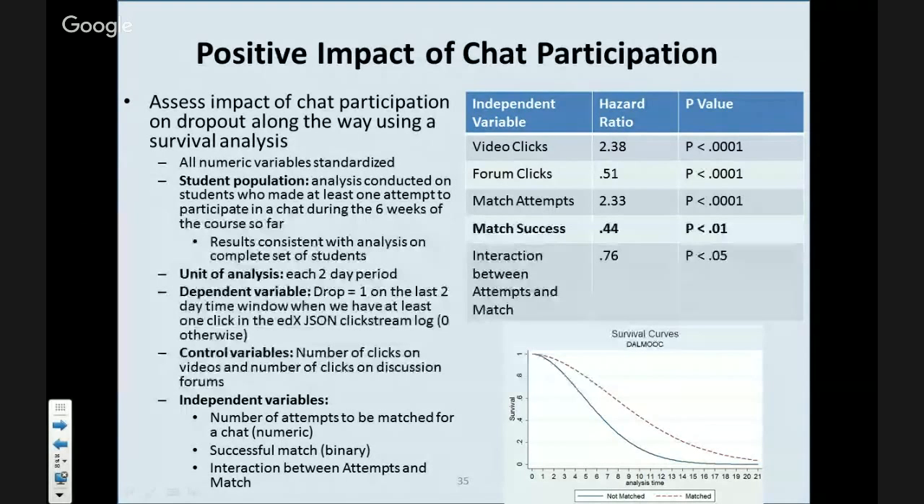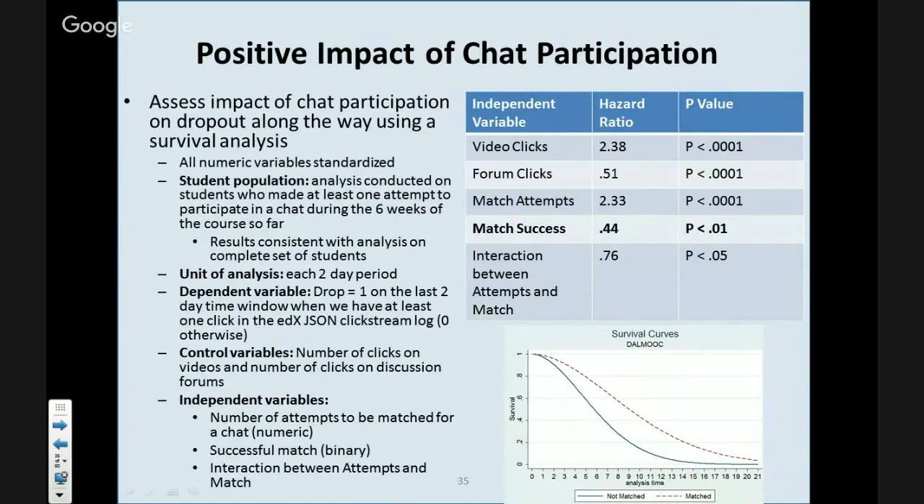And here you can see the hazard ratio is substantially higher than 1, which indicates that the frustration that students experience from these multiple attempts at trying to be matched was associated with higher dropout over time, which is a bad thing. But what we do see here also is, as for the match success, students who got into chats with other students, that there's a substantially lower than 1 hazard ratio, which indicates that having experienced a chat, a student was 56% less likely to drop out at the next time point than if they hadn't experienced a chat. So that's a substantial reduction in dropout over time.